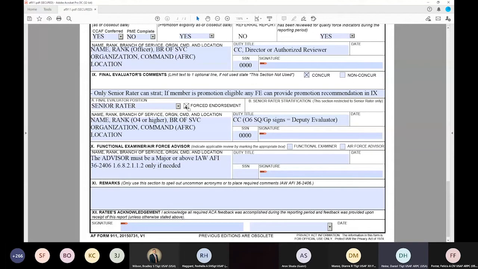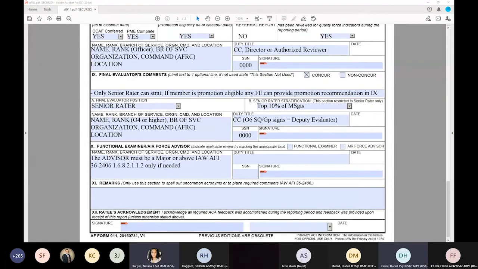So if the member is either the top 10% for master sergeants or the top 20% of senior master sergeants, then the senior rater would mark that the member is either in the top 10% or top 20%, and they can choose to add a written stratification if they choose. The only other time a senior rater can sign the report is if they are forced to endorse the report.